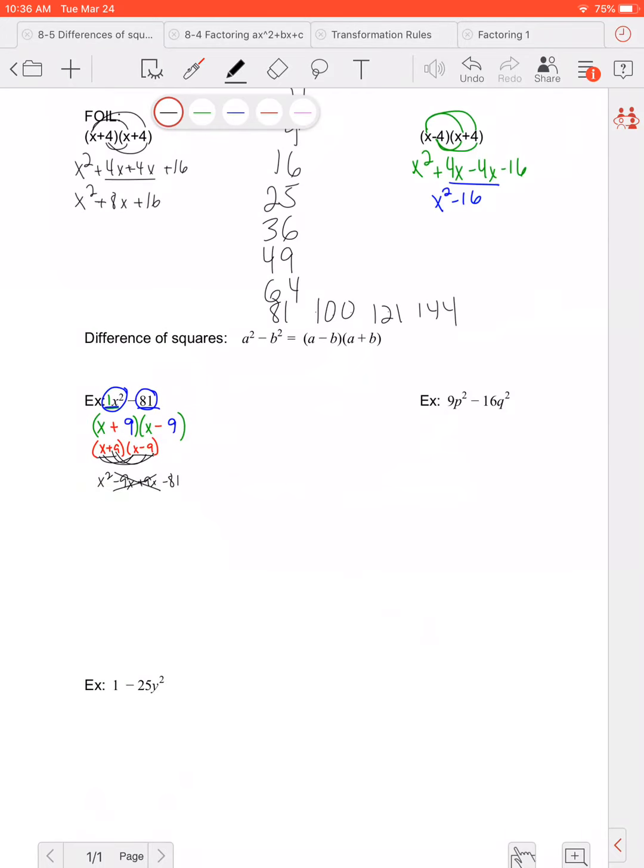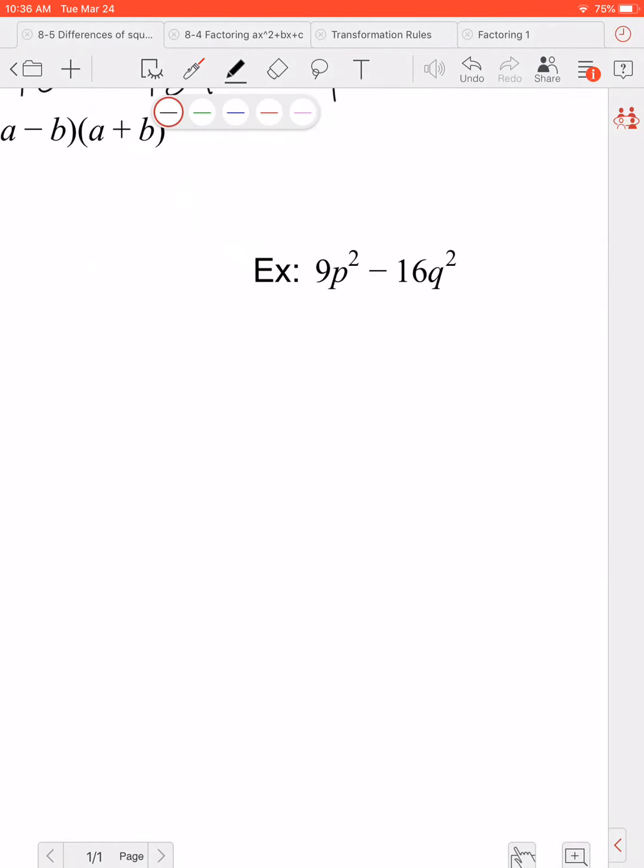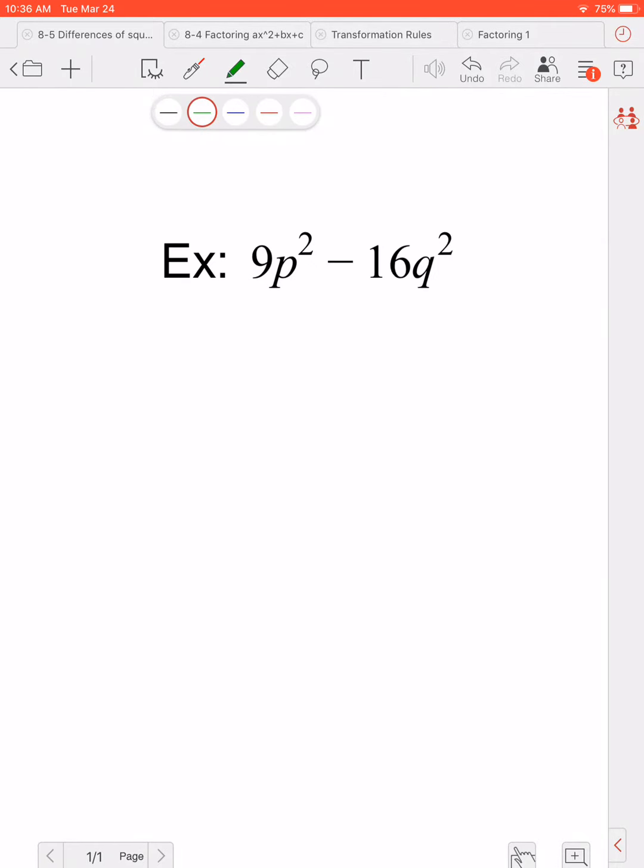Alright, let's try another one. Now this one, again, we want to see if there's a greatest common factor. There's nothing in common with 9p squared and 16q squared. But since I have two terms and I'm subtracting, I'm going to check to make sure they're perfect squares. 9 is a perfect square.